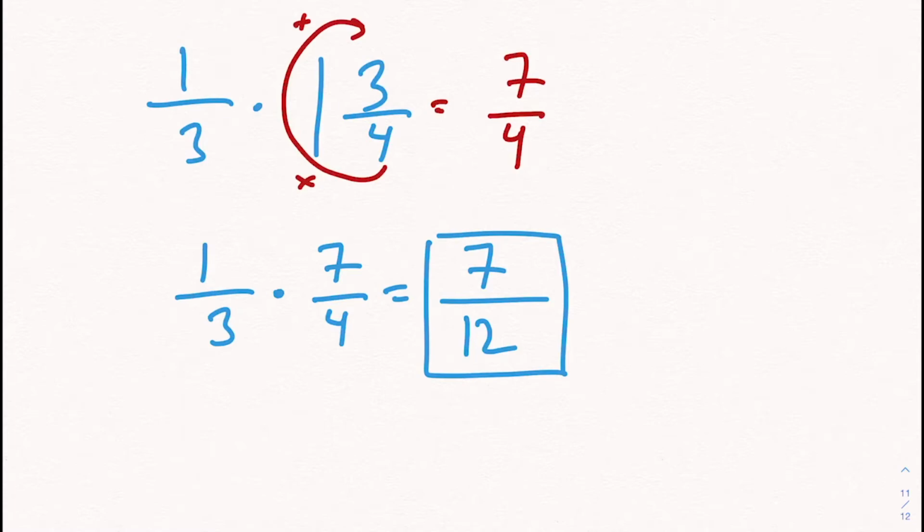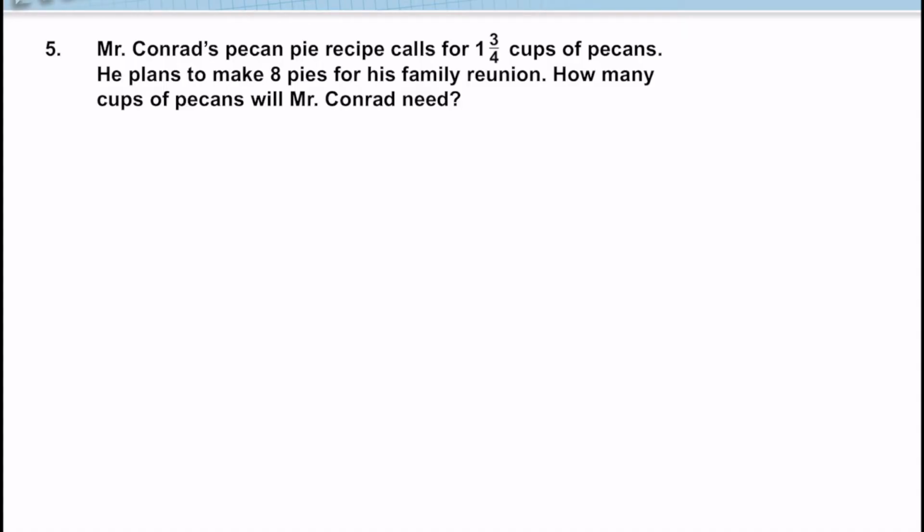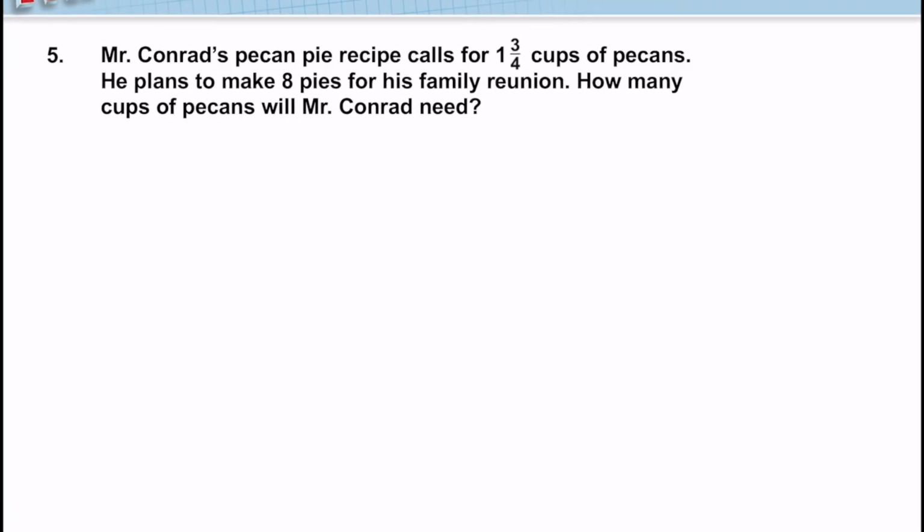Okay, let's look at another example. Let's look at this example here from the book. It says Mr. Conrad's pecan pie recipe calls for 1 3/4 cups of pecans. He plans to make 8 pies for his family reunion. How many cups of pecans will Mr. Conrad need? So that means for 1 pie, he needs 1 3/4 cups. So if he needs 8, you're going to have to multiply. So I'm just going to write this as 8 times 1 3/4.